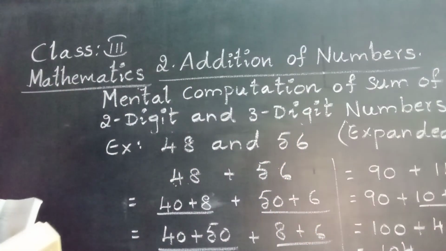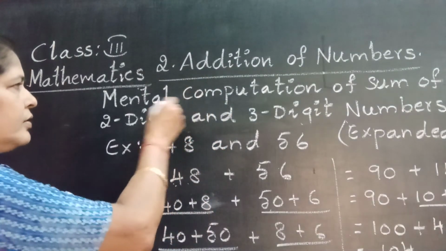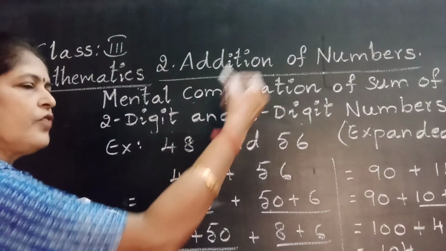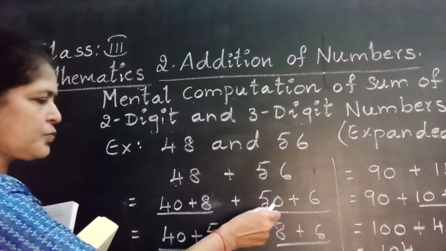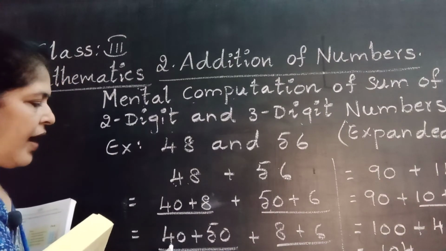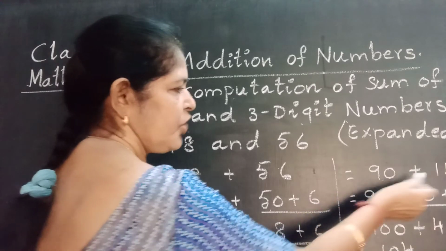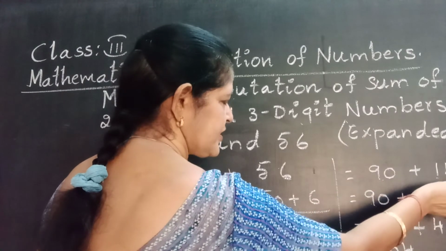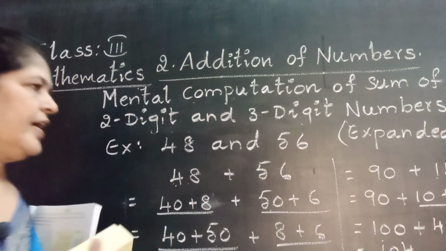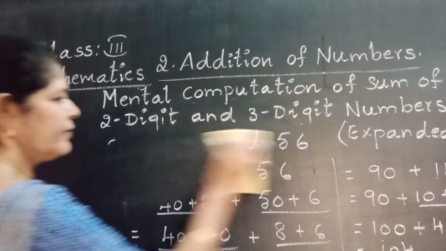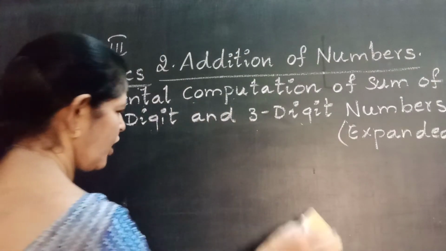Mental computation means we are going to use the expanded form method. First write the expanded form, then add tens, then add ones, and again if you get a 2-digit number in the ones place, expand that number again and add like this. Next one. This is one of the methods.